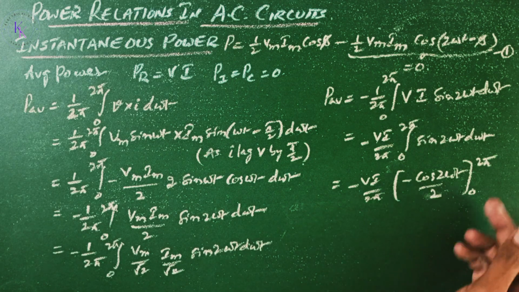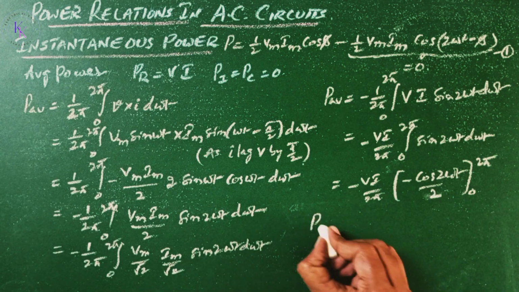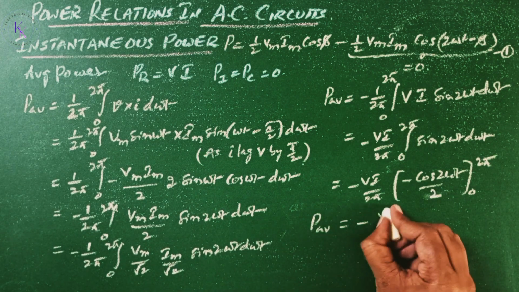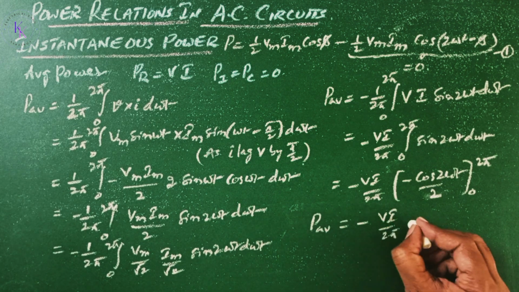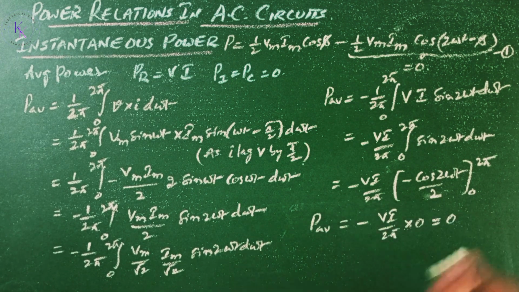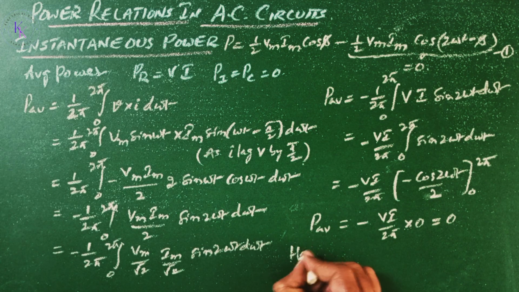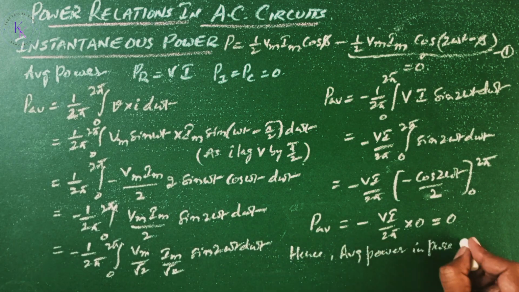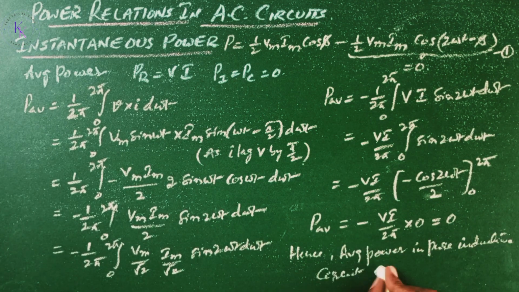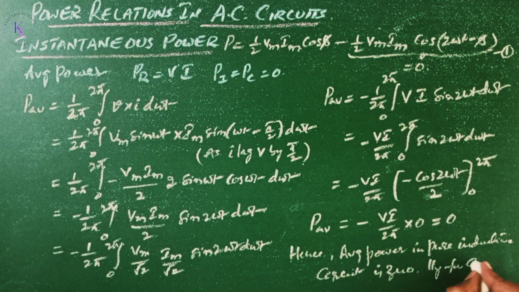Now substituting these upper and lower limits and solving, we get P average equals minus VI by 2 pi times 0. It is nothing but 0. Hence the average power in a pure inductive circuit is 0. Similarly for a capacitor.